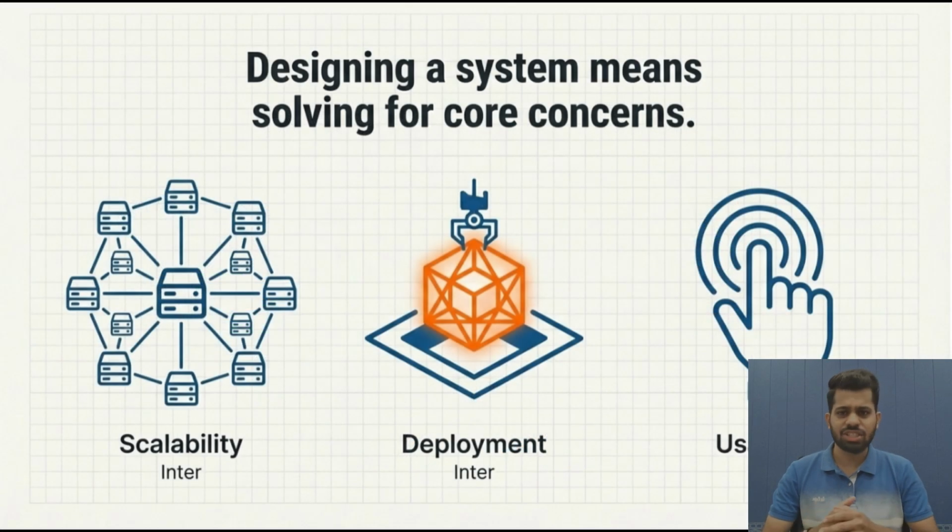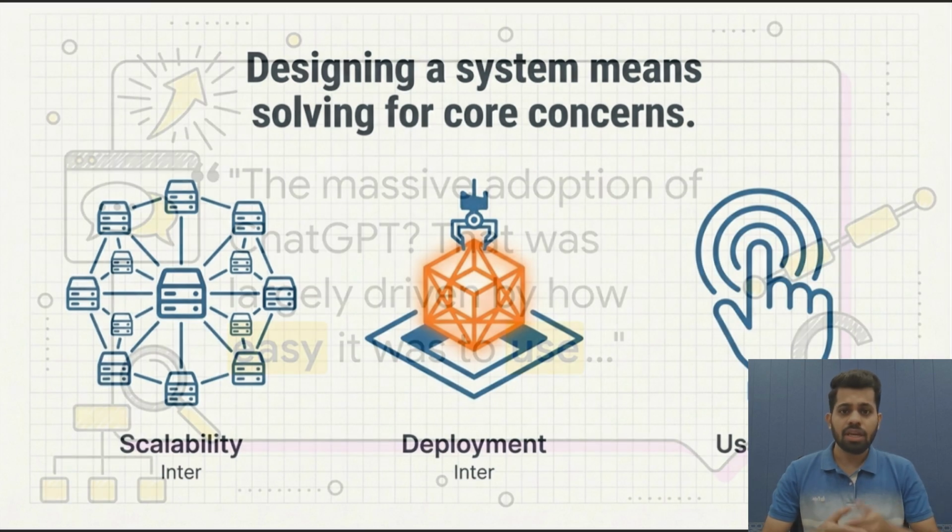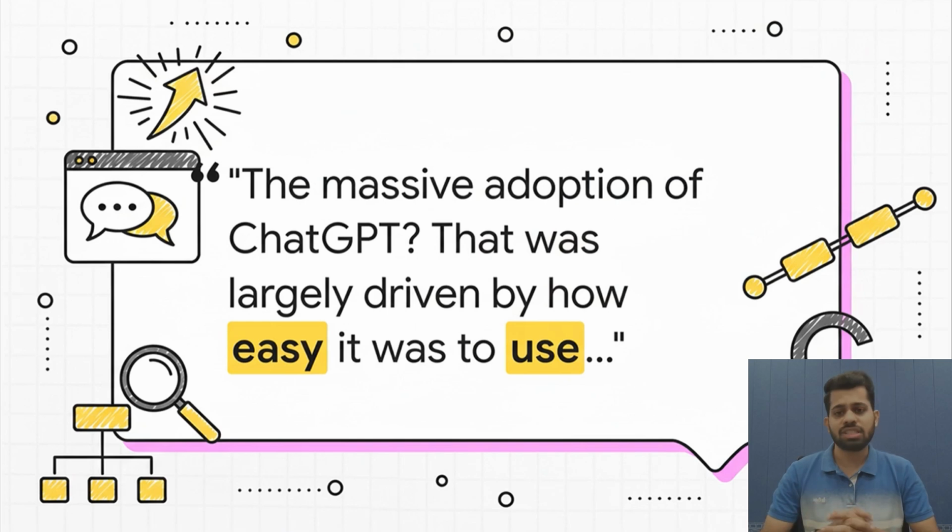When designing any system, developers have to address core concerns like scalability, think about distributed computing resources, deployment across different environments, and usability. Think about the massive adoption of ChatGPT, which was largely driven by how easy it was to use, even for people who are not tech experts.